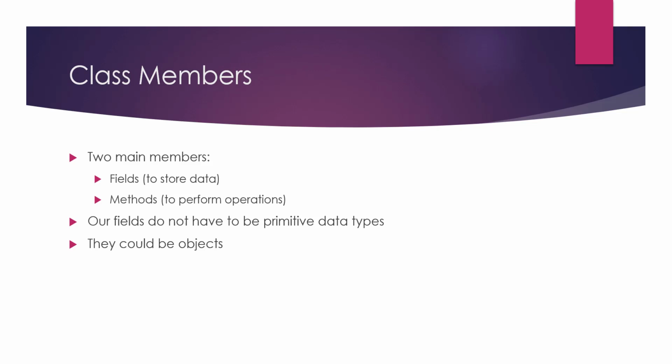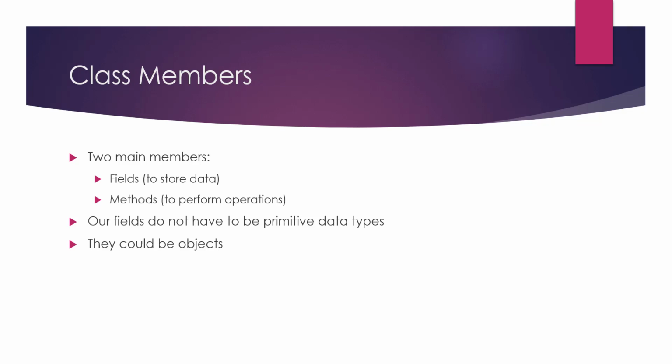We said we generally have two members in our classes. The first member are fields, which we use to store data. So any field that we use to store data, or any variable that we use to store data, that's what we call a field. So for example, if we have a student, one of our fields could be the student name or the student ID, which are usually in a primitive data type.